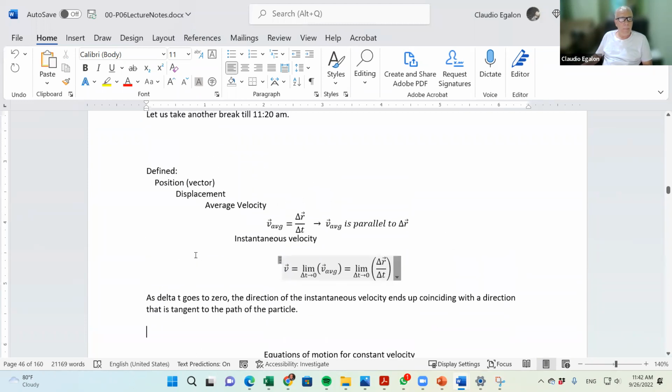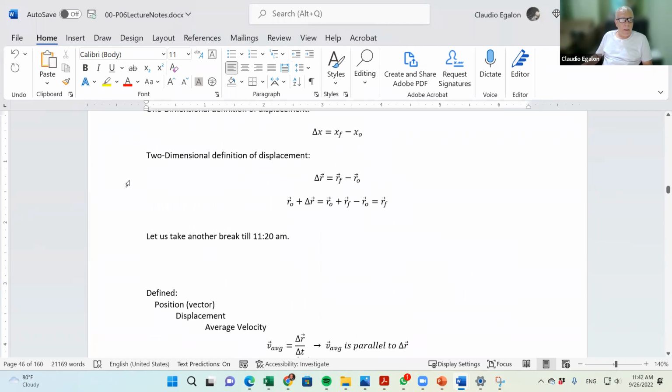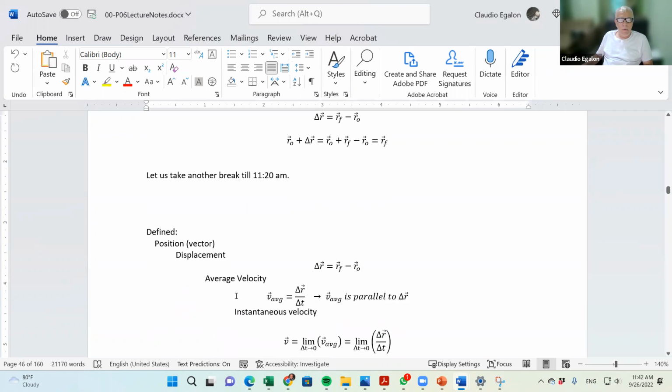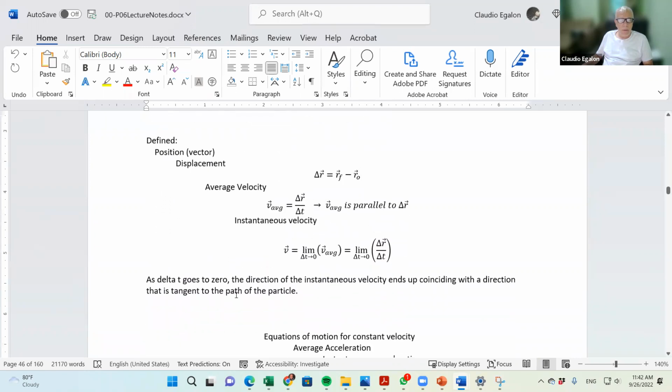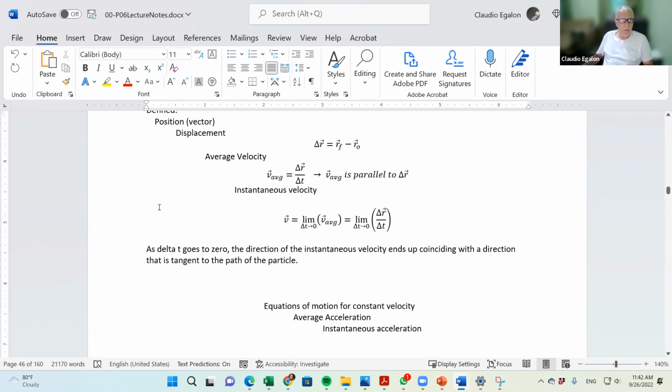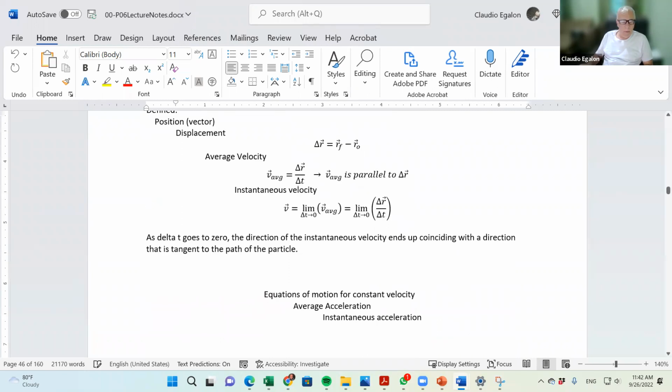I will add that so you can have the full picture of what we are doing. We can benefit from the full picture of how we are doing. Here you go. Position, delta R, instantaneous velocity is a direction that's tangent to the path of the particle.